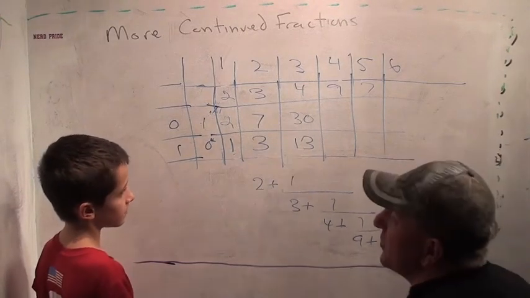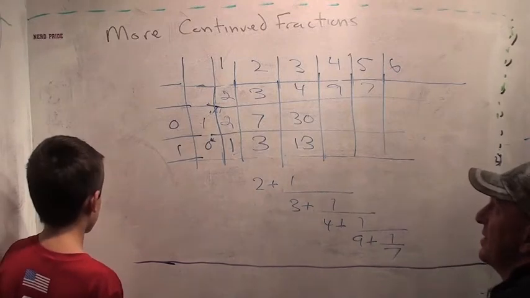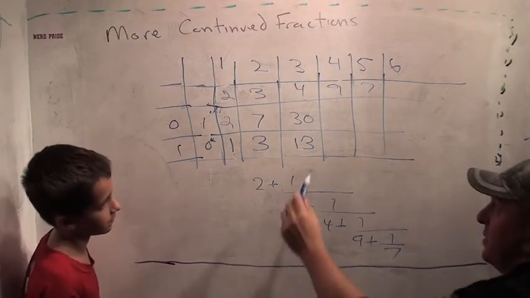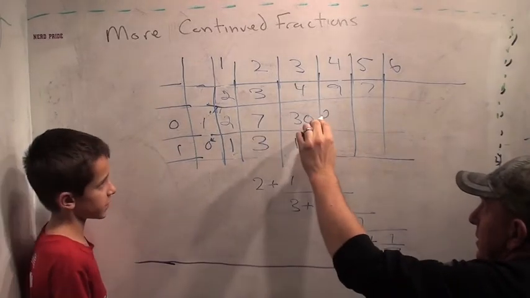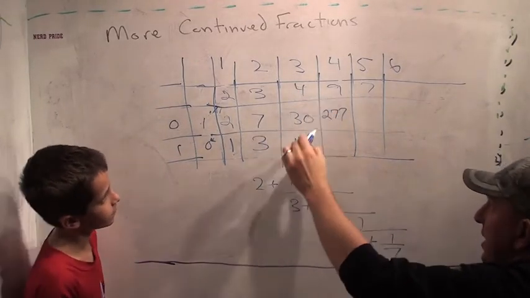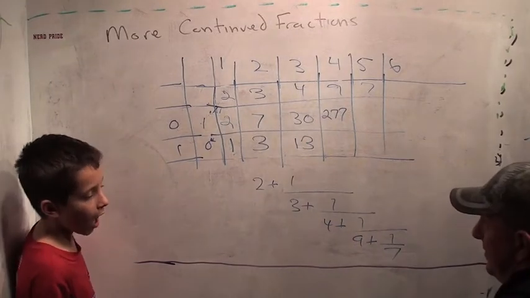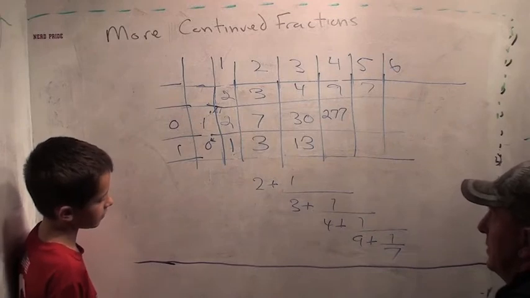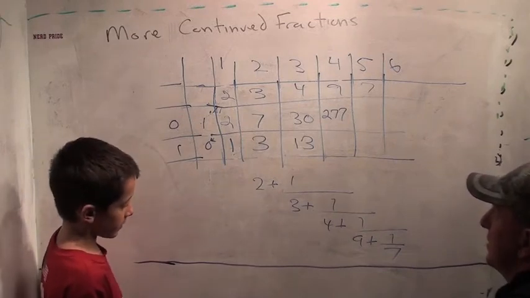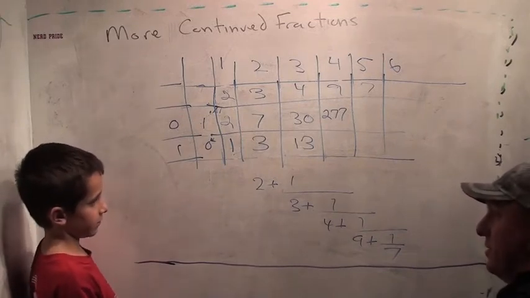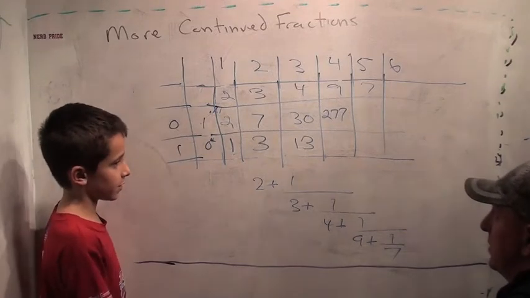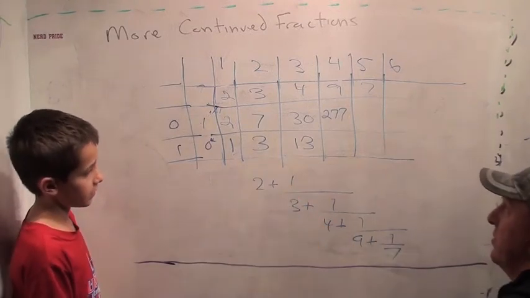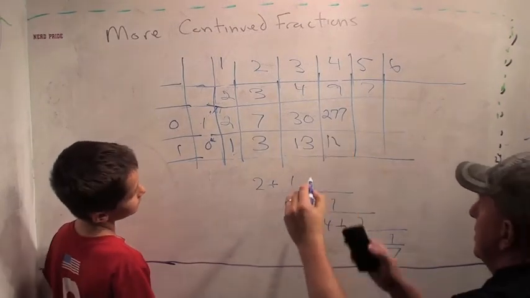9 times 30. Ooh. 9 times 30 is? Well, I know that 10 times 30 is 300, so that's 270. 270 plus 7 is? 277. 9 times 13. Whoa. 10 times 13 is 130 minus 13. 130 minus 13 is? 117. Okay, 117. Plus 3? 117 plus 3 is? 120. Okay.